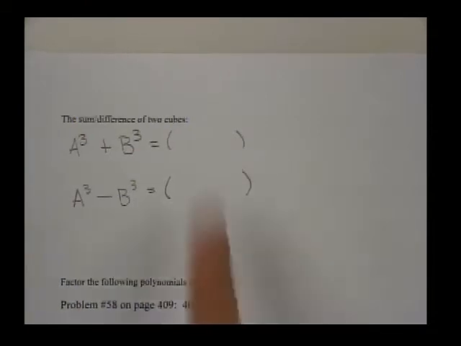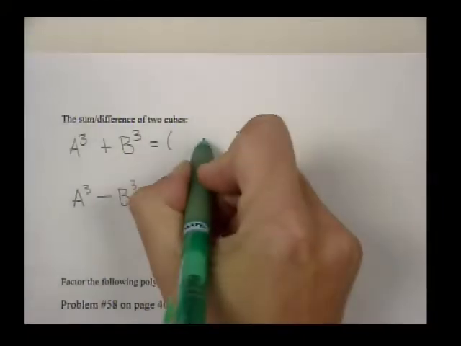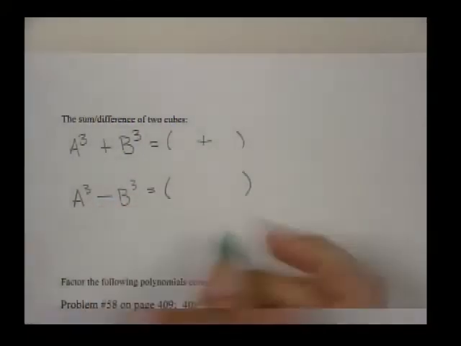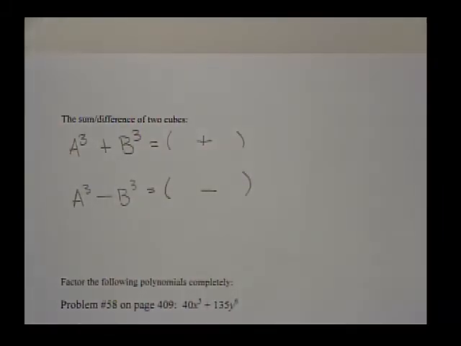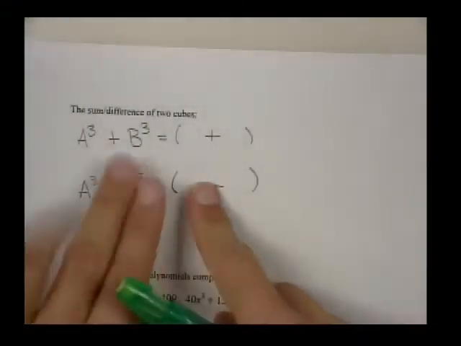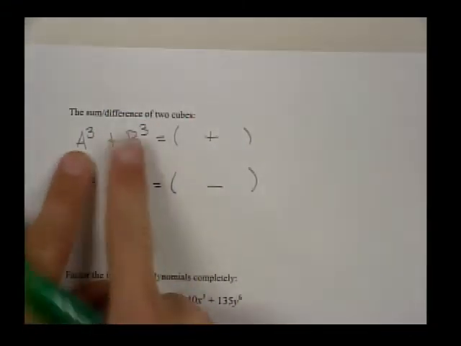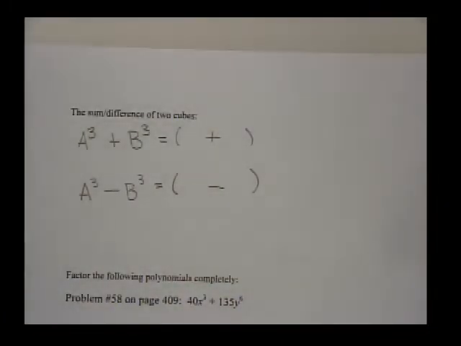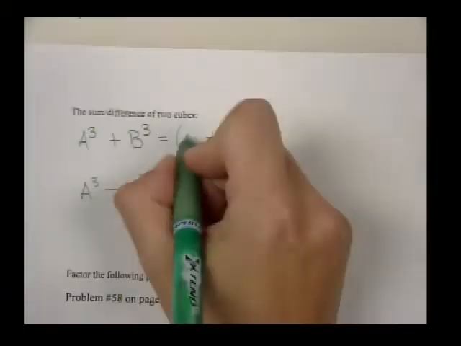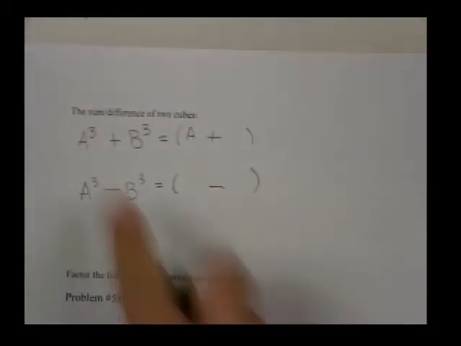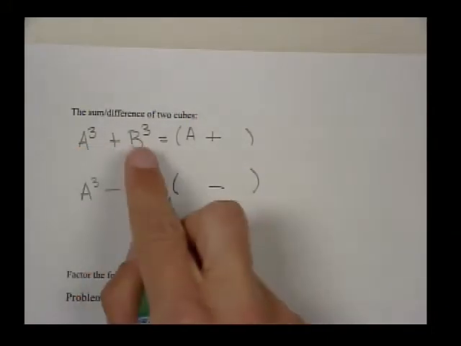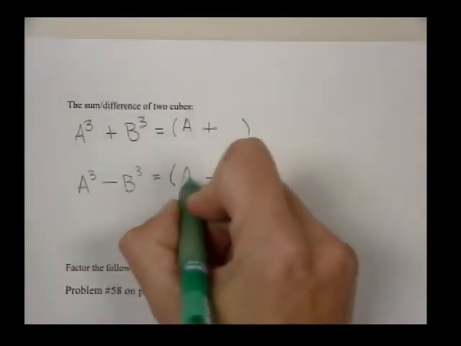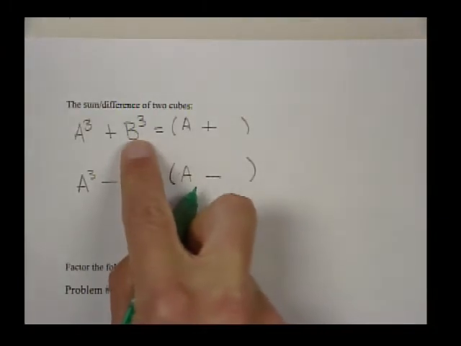The first set of parentheses always has the same sign as in the initial problem. So if it starts out as the sum, the first set of parentheses has a sum. If it starts out as a difference, the first set of parentheses has a difference. And then the terms are the same. You kind of ask yourself, what's the cube root? So what do you cube to get a cubed? Or what's the cube root of a cubed? We'll talk more about cube roots later, but that would just be the a. What do you multiply by itself 3 times to get that? And then this is also a, and then what do you multiply by itself 3 times to get b cubed? Well, that would just be b.